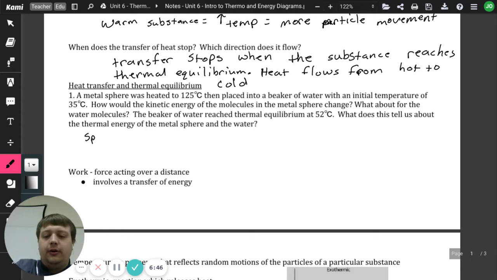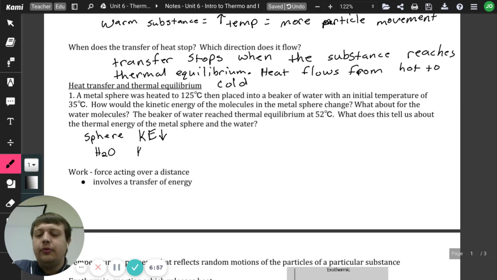So for the sphere, your kinetic energy will decrease. What about for the water molecules? So for the water, your kinetic energy is going to increase. And again, remember, kinetic energy is going to be that average, it's going to be temperature, right? So your temperature is going to be your average kinetic energy. So you'd see the increase in temperature of the water, decrease in temperature of the sphere, okay?